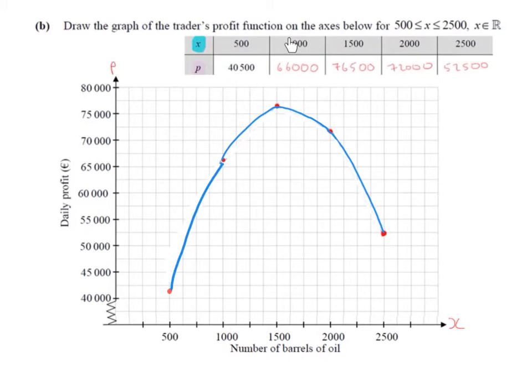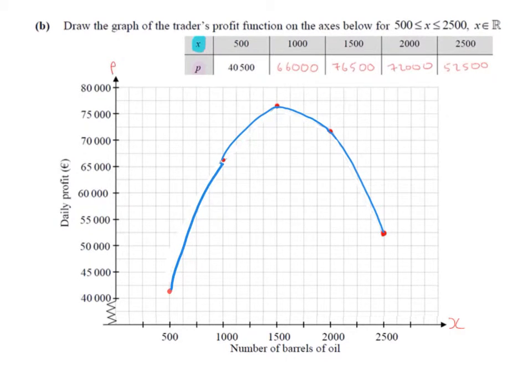Then we have an x value of 1,000 and a P value of 66,000. So we go across to 1,000 and up to 66,000. Plot our next point, that's the second red dot. Then we go across to 1,500 on the x-axis and up to 76,500 on the y-axis. So across to 1,500 and 76,500 on the y-axis, that's our third red dot.